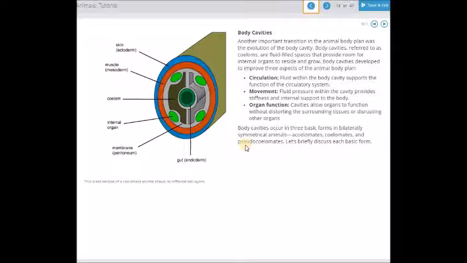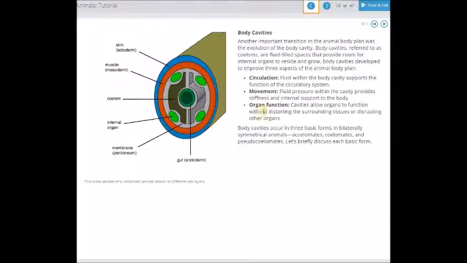They have what looks like a coelom, but it's not really there. And then you have your true coelomates, which is everything from mollusks up, right? But what do these cavities do? Well, they help with circulation, they help with movement, they help with organ function. These cavities allow your organs a place to be, and they're surrounded with other tissues, surrounded with a fluid, and they kind of help keep the organs separated.